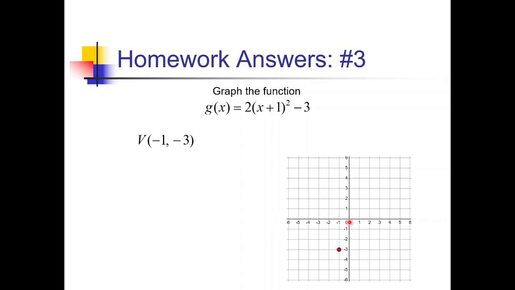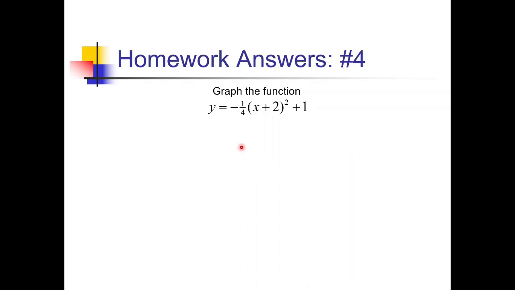Now to get another point, I'm going to plug in an x value that's pretty close to -1, like 0. Let me just put 0 into the g function here. So that's 2 times 0 plus 1 squared minus 3. That's just basically 2 times 1 minus 3, which is just 2 minus 3, or -1. So 0, comma, -1 is another point. So that's over 0, down 1. There's my next point. And now if I just reflect that over the line of symmetry that goes through the vertex, I get my third point right here at -2, comma, -1. And that's enough to graph the parabola based off of those.